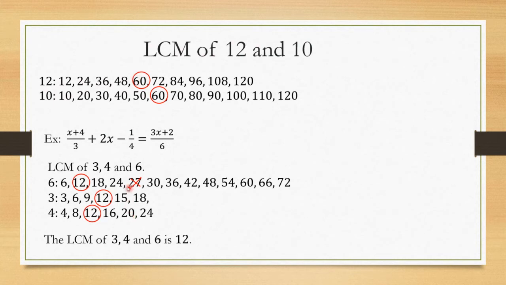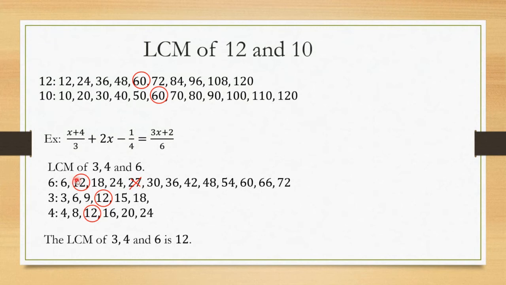Okay. Now, let's actually solve an equation using the LCM. Here we have this equation: x plus 4 over 3 plus 2 times x minus a fourth is equal to 3x plus 2 over 6. So we have to get the least common multiple of 3, 4, and 6. What I did again was I just started listing multiples. I don't know why I put 27 in as a multiple of 6. That just came out by mistake.